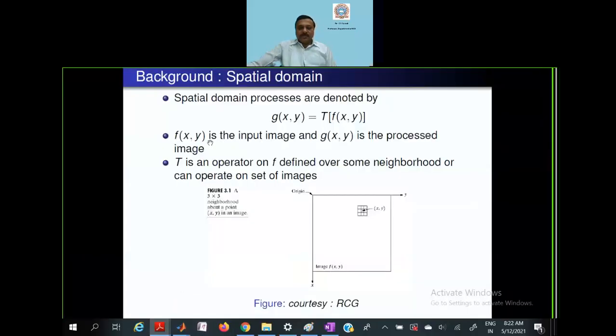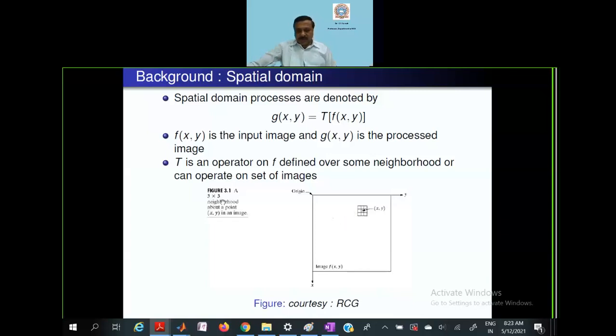Okay, so f is the input image, g is the processed image, and t is the operator. And as I told, this t is defined over a specific neighborhood. Of course, this neighborhood need not be square. It can be rectangular, can be circular also, but usually we make it square for easy implementation. But it can be different from square. You can have a circular neighborhood, or an elliptical neighborhood, or even a rectangular neighborhood. Any neighborhood is allowed, but normally a square neighborhood is taken.